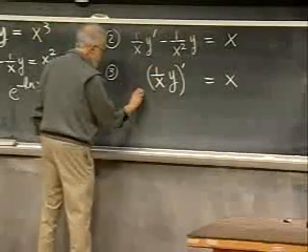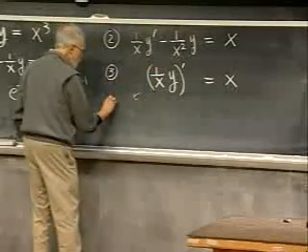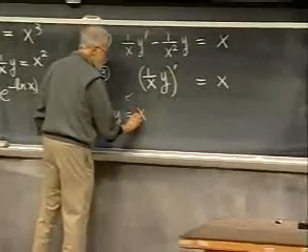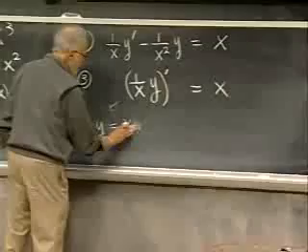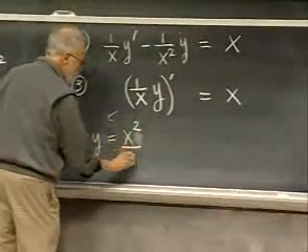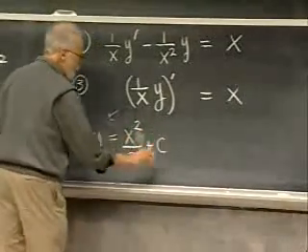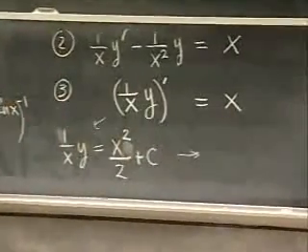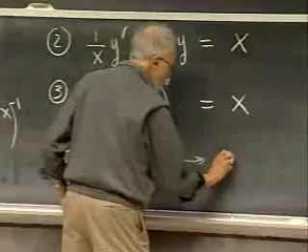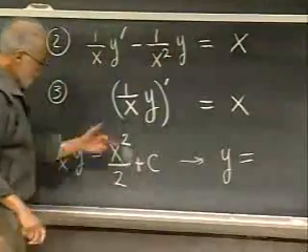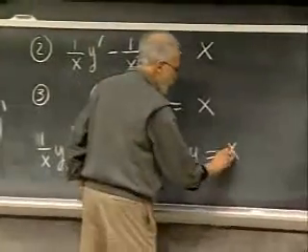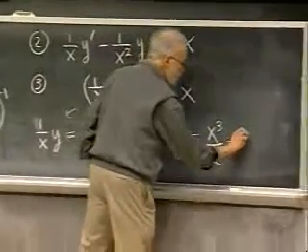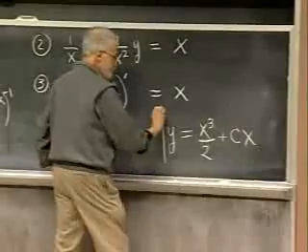Continue, do the integration. So you're going to get 1 over x times y is equal to x squared over 2 plus a constant. And the final step will be, therefore, I now want to isolate y by itself. So y will be equal to, multiply through by x, x cubed over 2 plus c times x. And that's the solution.